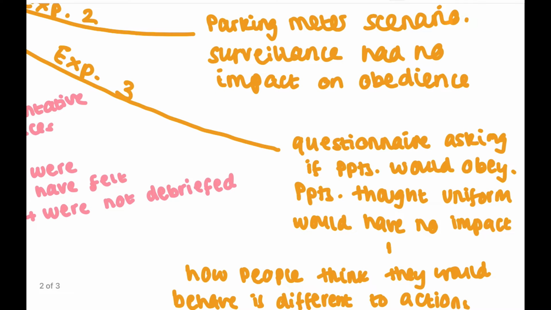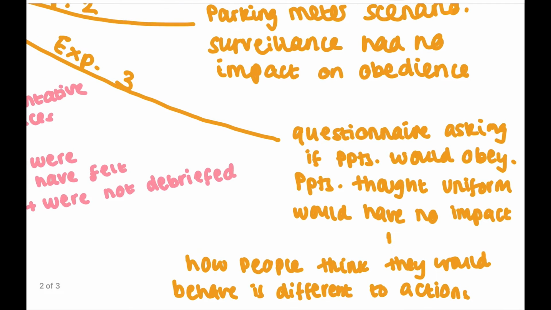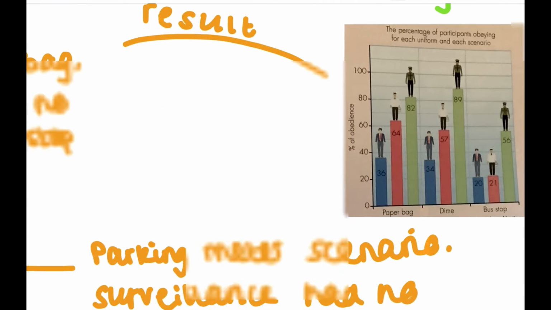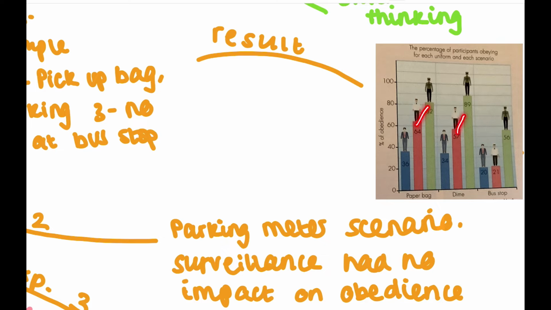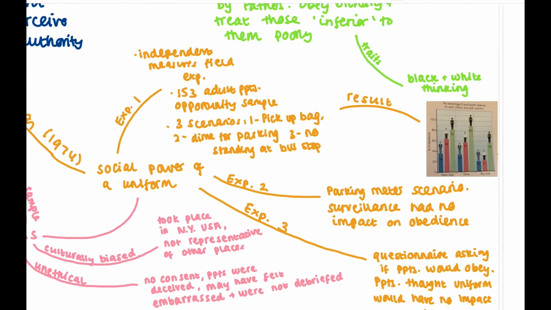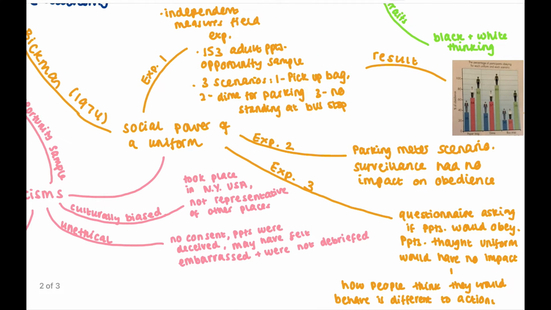Now, from their results, we concluded that participants thought that uniform would have no impact on rates of obedience. So this suggests that how people think they would behave in a scenario is very different to how they actually behave. So these people thought they would not obey a guard more than they would obey a milkman. If we go back to the graph in experiment 1, we see that actually clearly people do obey the guard more than they obey the milkman. So how we think we will act is very different to how we actually do act.